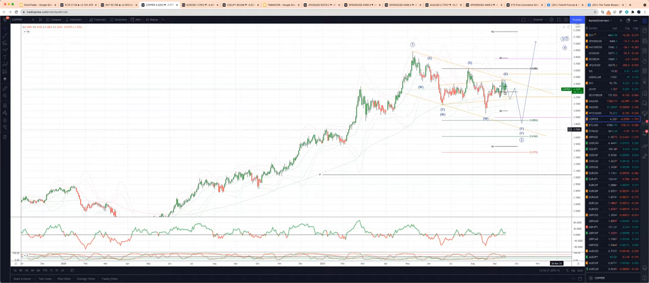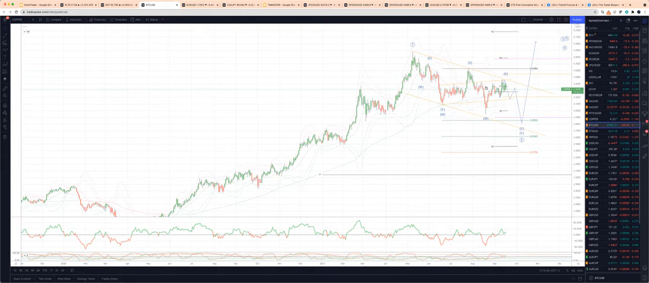So breach of the monthly pivot here, 4.2789 will be the first indication that we're going to make this move down and test the equality objective versus this swing structure.